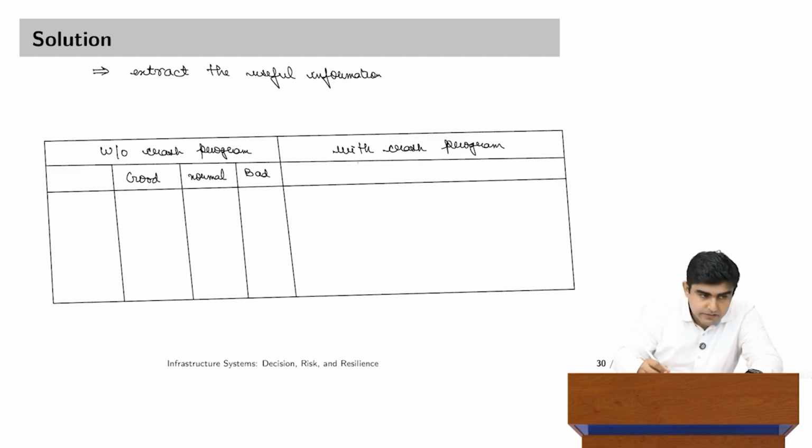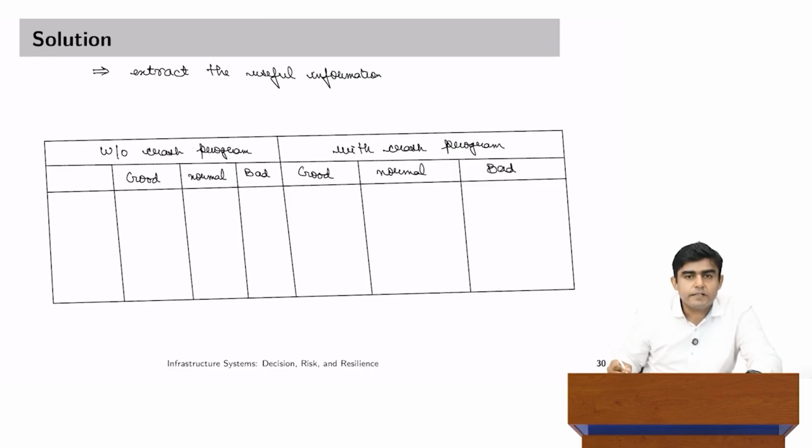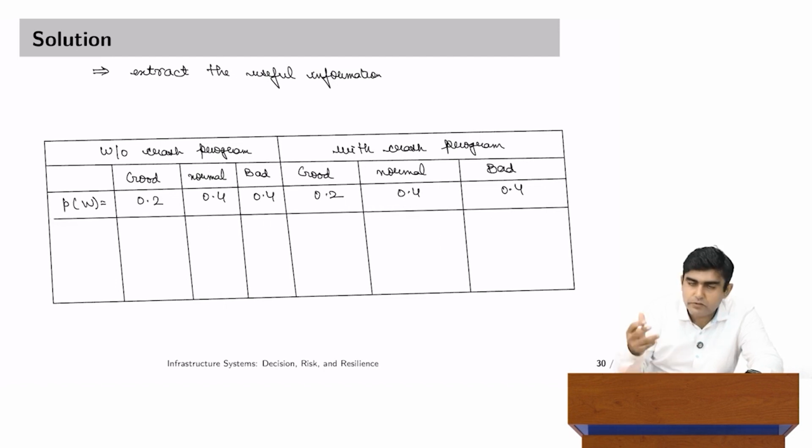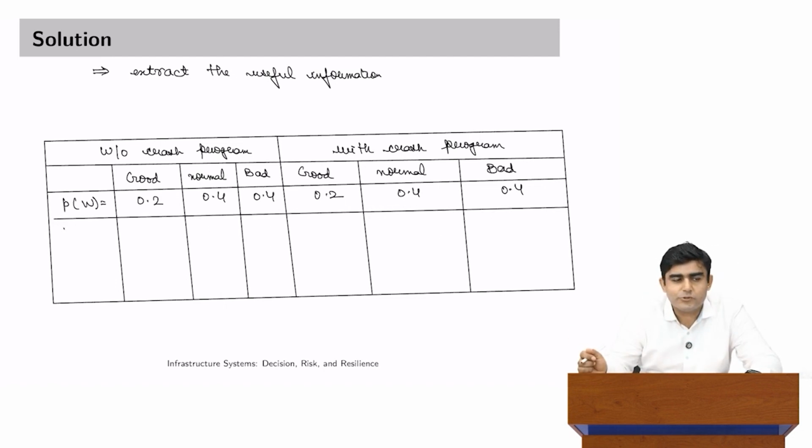and weather can be bad. All these three possibilities are also there even when crash program is launched, because contractor has no control on weather, he can only control the resource mobilization. So, good, normal and bad. As stated in original question, chance of happening weather is good being 20%, and other two possibilities are equally likely. So, 40% chance that it would be normal weather, 40% chance it is going to be a bad weather. Again 0.2, 0.4 and 0.4.